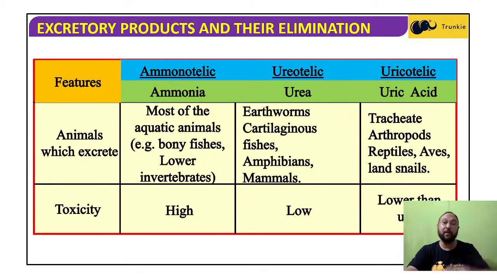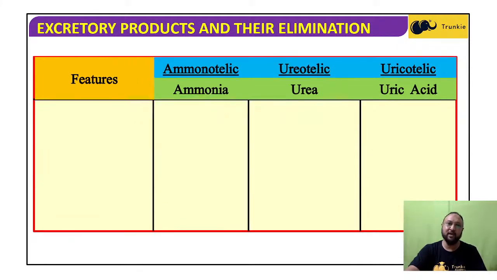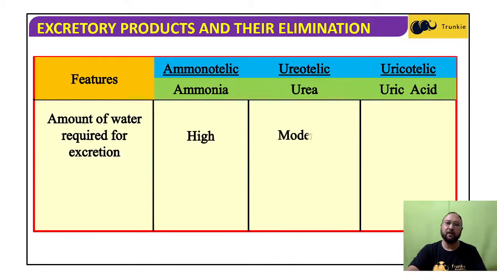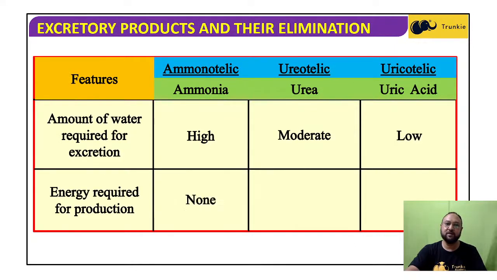Now we come to the main part of the chapter in the syllabus, that is the human excretory system. Okay, here see. Amount of water required for excretion is high in ammonotelism, moderate in ureotelism, and low in uricotelism. Energy required for production is none for ammonia, moderate for urea, and high for uric acid.